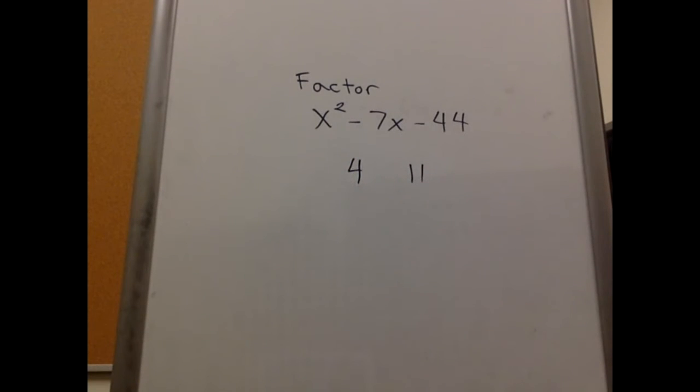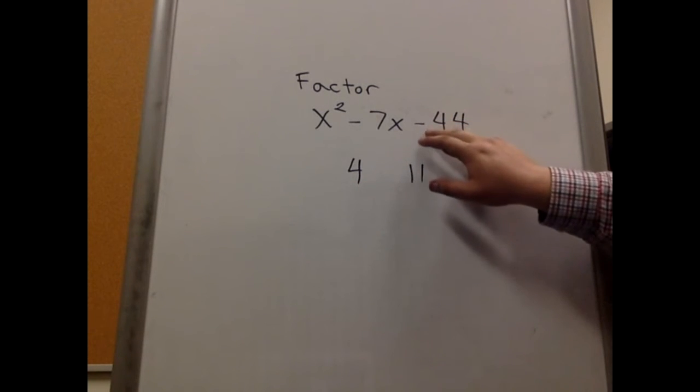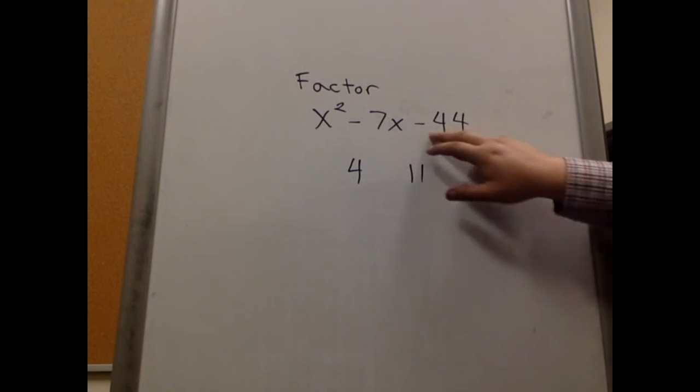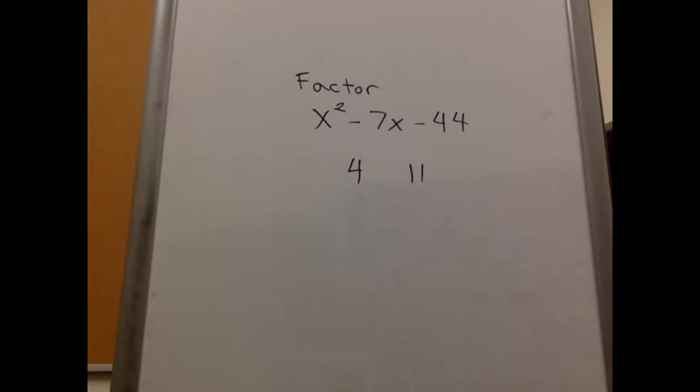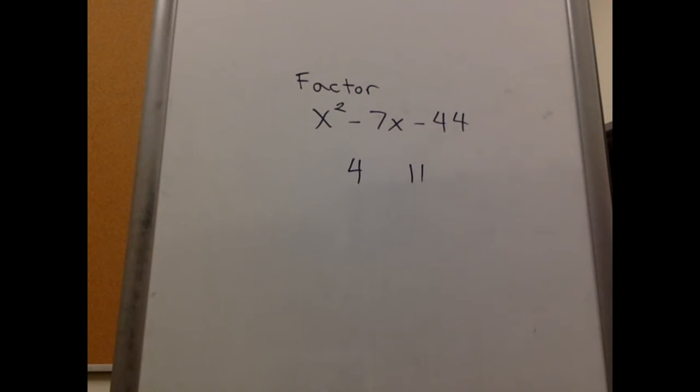The key here is we need to figure out which one of them is negative, because we know that one of them is negative because this number is negative. And in order to get a negative number, you have to be able to multiply two numbers and one of them is going to be negative, okay? So which one of these is negative? We're going to figure it out.